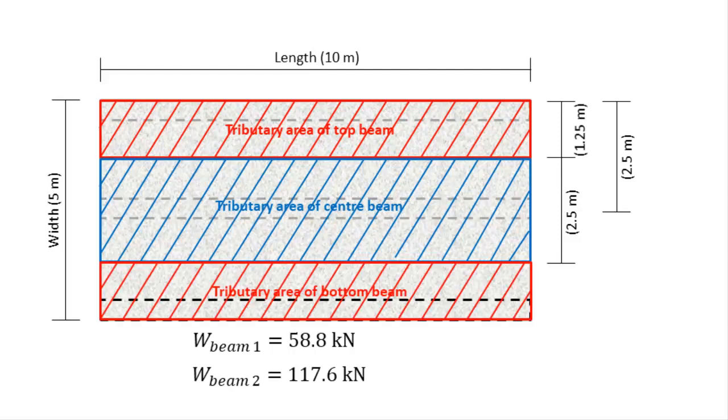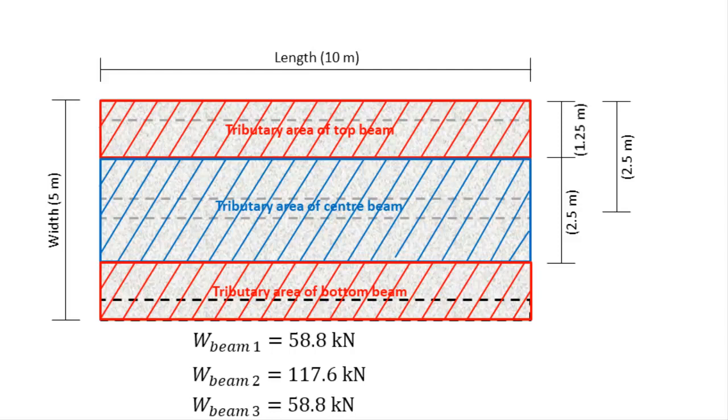So the bottom beam must support the remaining slab area, and by symmetry, the bottom beam supports the same area of slab as the top beam. So it would carry the same load of 58.8 kilonewtons. Now if we added up all of the loads that are carried by each beam, that would add to 235.2 kilonewtons, which is exactly the total weight of the concrete slab.